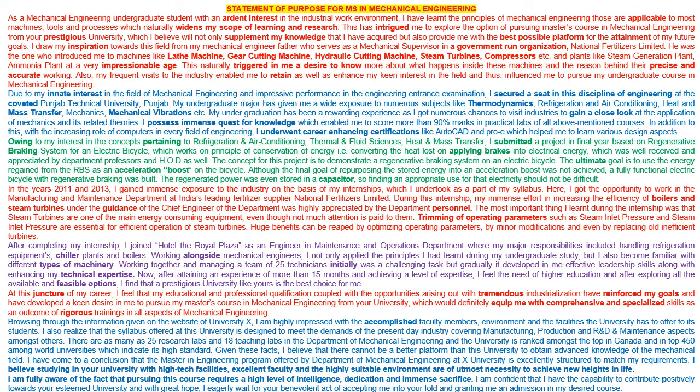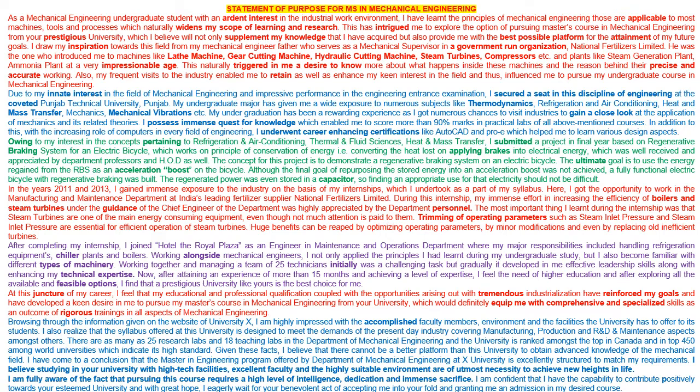The most important thing I learned during the internship was that steam turbines are one of the main energy-consuming equipment, even though not much attention is paid to them. Trimming of operating parameters such as steam inlet pressure and steam inlet temperature are essential for efficient operation of steam turbines. Huge benefits can be reaped by optimizing operating parameters, by minor modifications, and even by replacing old inefficient turbines.